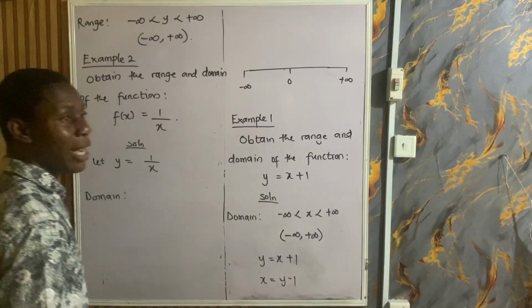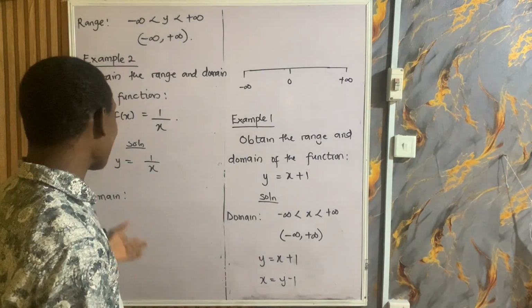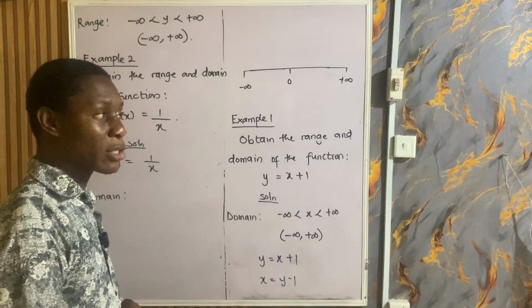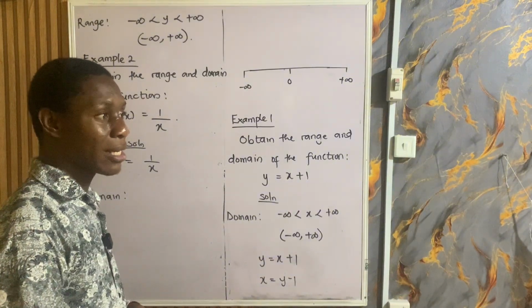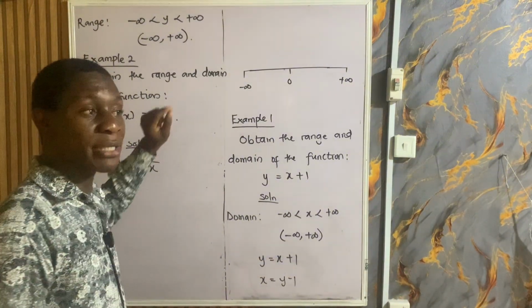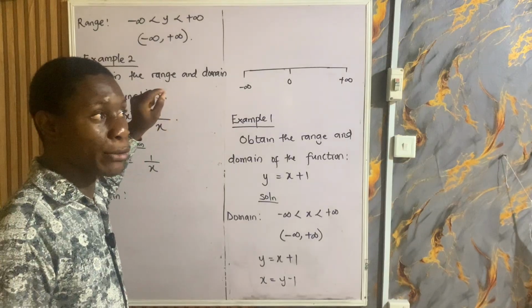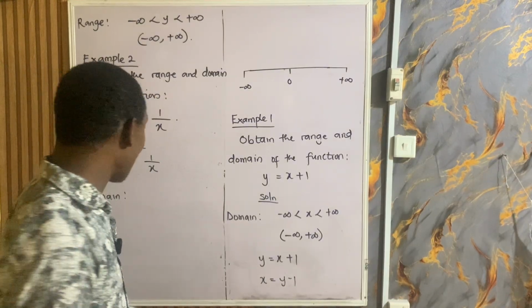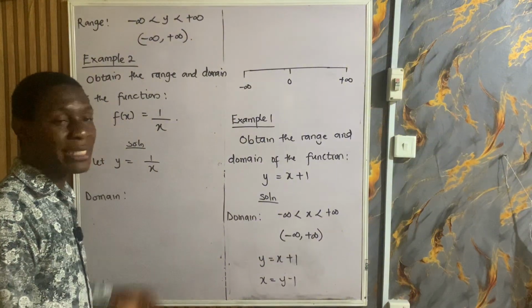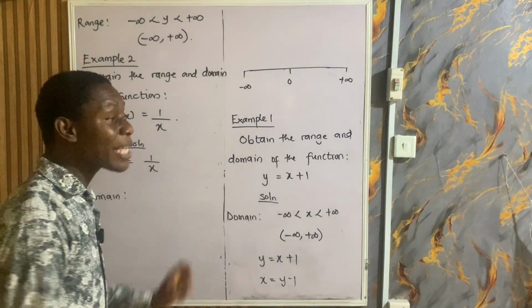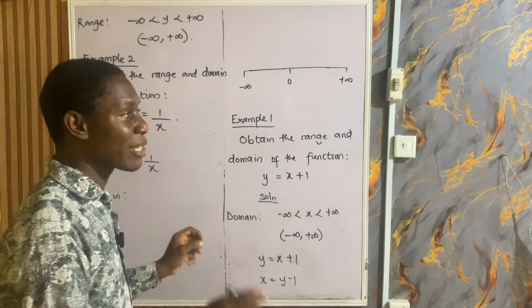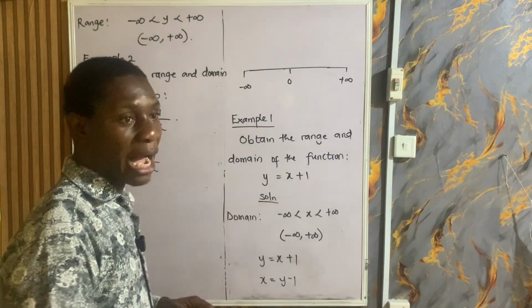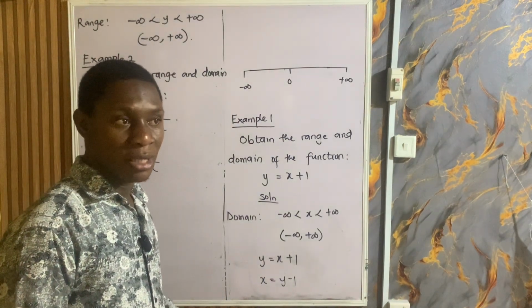The first question we need to ask is, are there values that x cannot take? If x takes such values, we won't have an answer, because this is a fraction. Remember we said when we're talking about our domain that for a fraction, you must avoid the denominator being 0. And the only way the denominator will be 0 is when x takes 0. So x must not be 0, because if you have 1 over 0, you won't have an answer. And so 0 should be the only number that should be avoided.